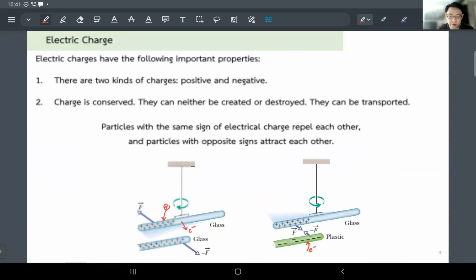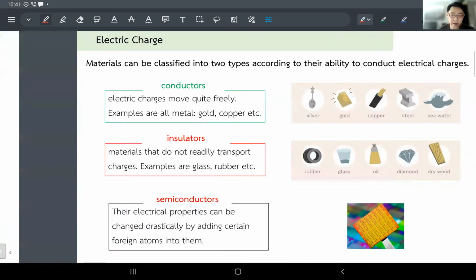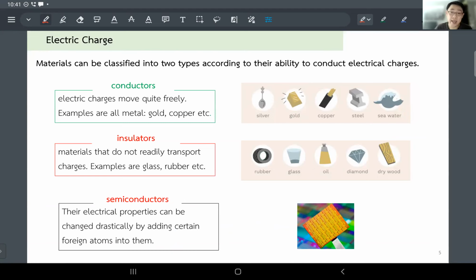So the conclusion is that when you have two kinds of charges, if you have opposite types of charge nearby, they're going to attract. If you have the same type of charge, they're going to repel. That's the whole thing. Now, because we know that electrons are responsible for things that can carry charge, in terms of the material, you can classify materials into three types, depending on how well electrons can travel, or how well the material allows charge to move inside.